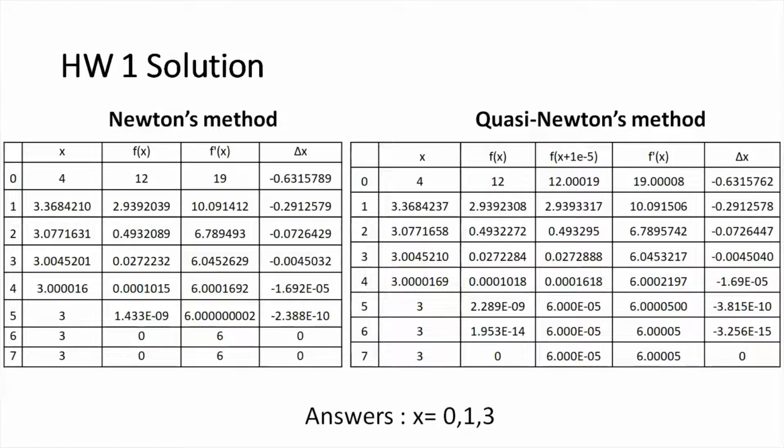And for the equation provided, there were 3 possible solutions that could have been obtained: 0, 1, and 3. And to get them, it all depends on what initial guess you provided. Because if you did an initial guess maybe less than 2, a solution of 0 or 1 could have been obtained.